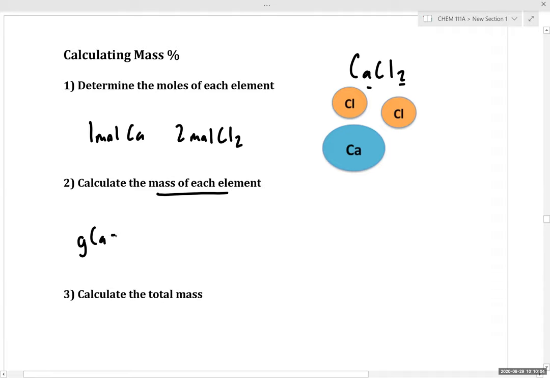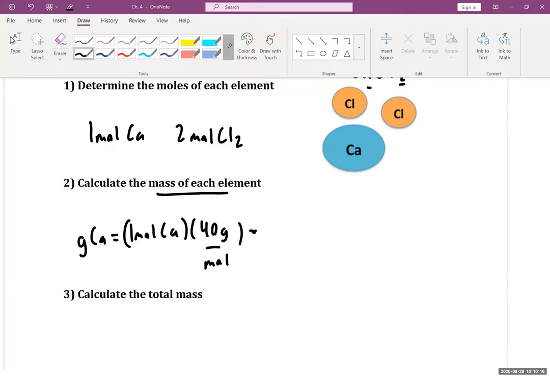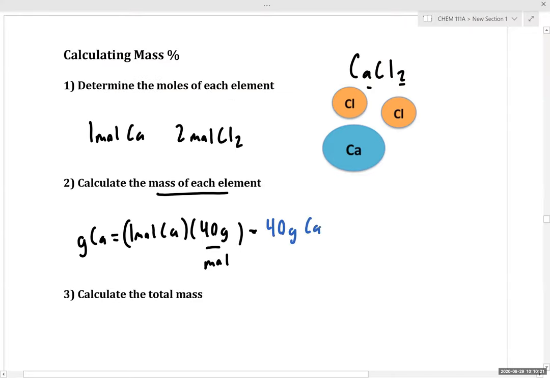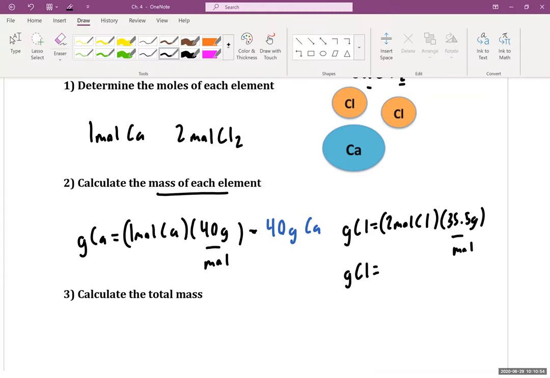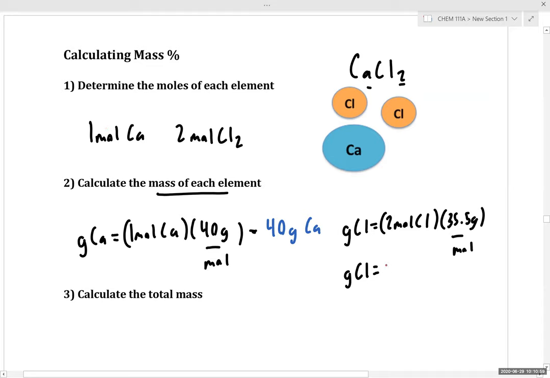Okay, so the grams of calcium are equal to 1 mole of calcium times 40 gram per mole. And that gives us, for our mass of calcium, 40 grams of calcium. Okay, let's look at the grams of chlorine. We have 2 moles of chlorine, and it has a molar mass of 35.5 gram per mole. And if we punch this into our calculator, we get, in terms of our grams of chlorine, a mass of 71.0 grams.